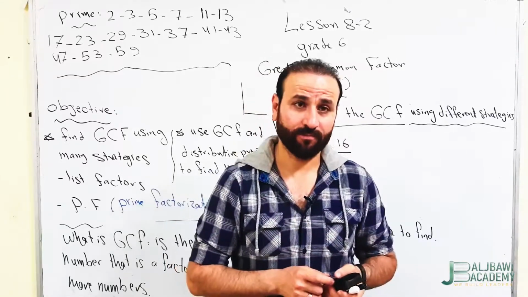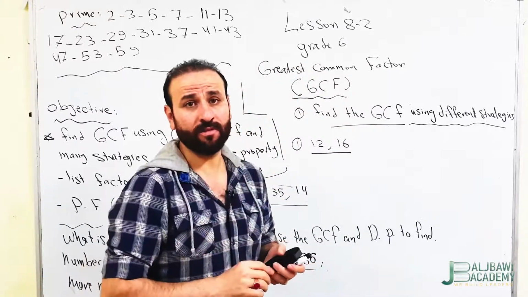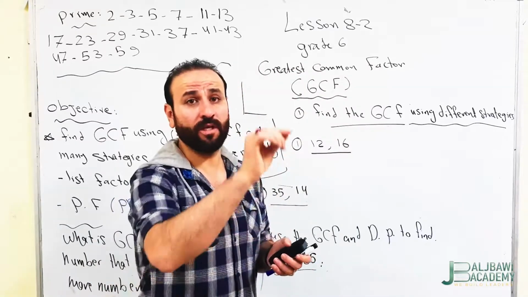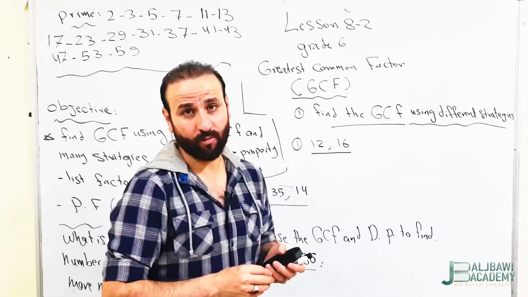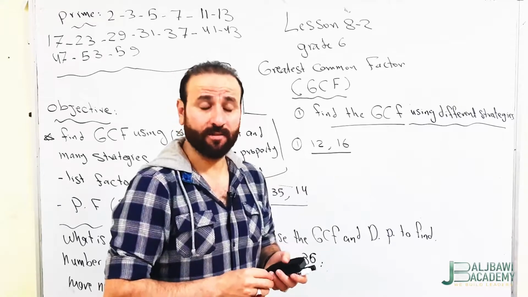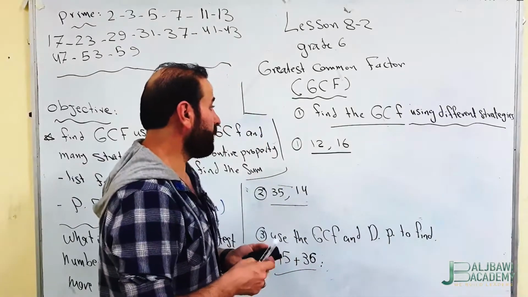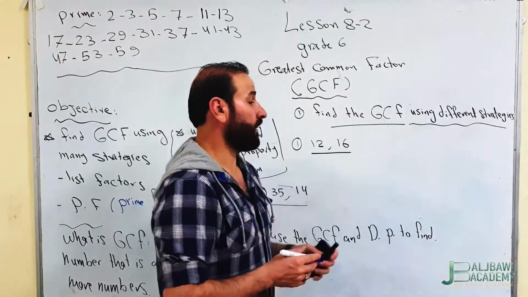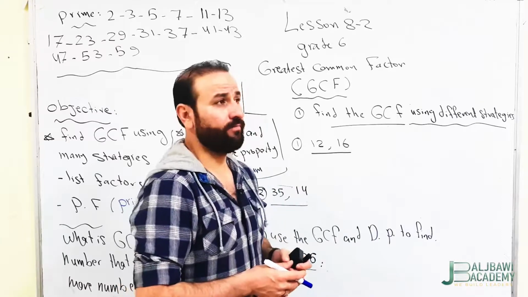Of course, we will focus on two ways. Listing the factors, then choosing the common ones, then choosing the greatest common factor. And the other way, which is the famous and, I think, the formal way, is prime factorization. Now, find the GCF using different strategies. It's up to you if you can find it mentally.